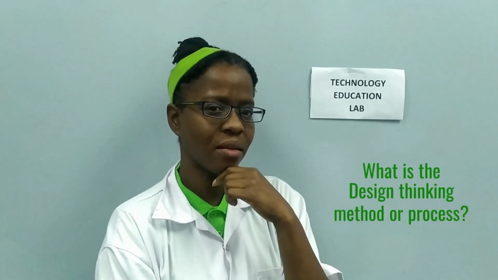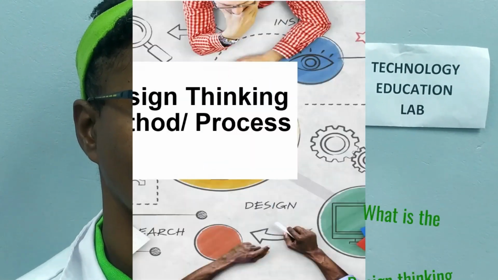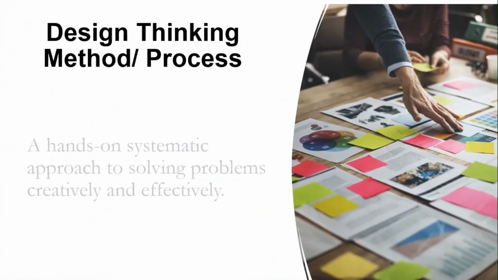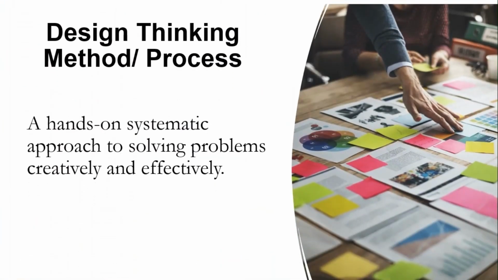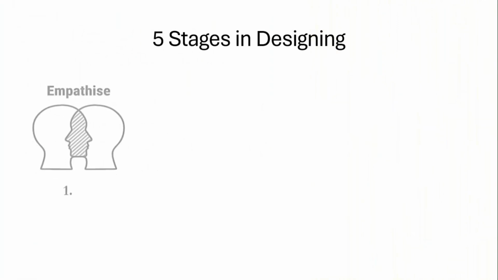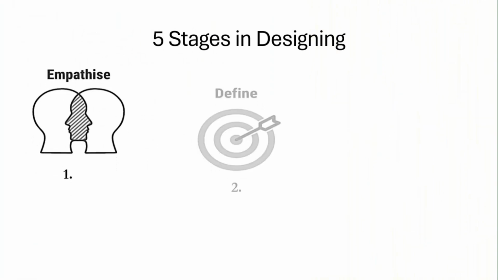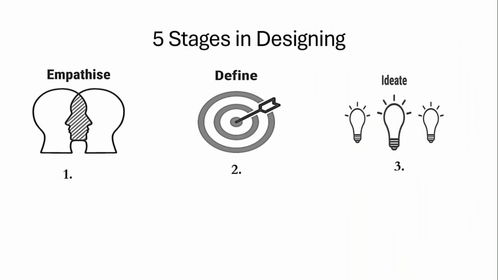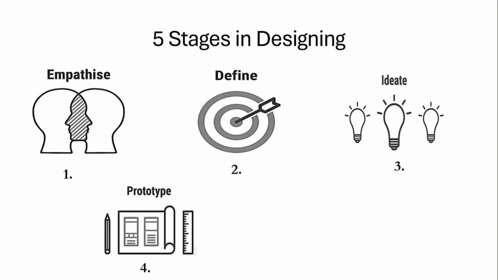You're probably asking yourself, what is a design thinking method or process? Design thinking process or method is a hands-on systematic approach to solving problems creatively and effectively. It encourages students to understand the needs of others, brainstorm solutions, prototype ideas, and test them continuously. There are 5 stages in designing. 1. Empathize. 2. Define the problem. 3. Ideate. 4. Prototype. 5. Test and evaluate.